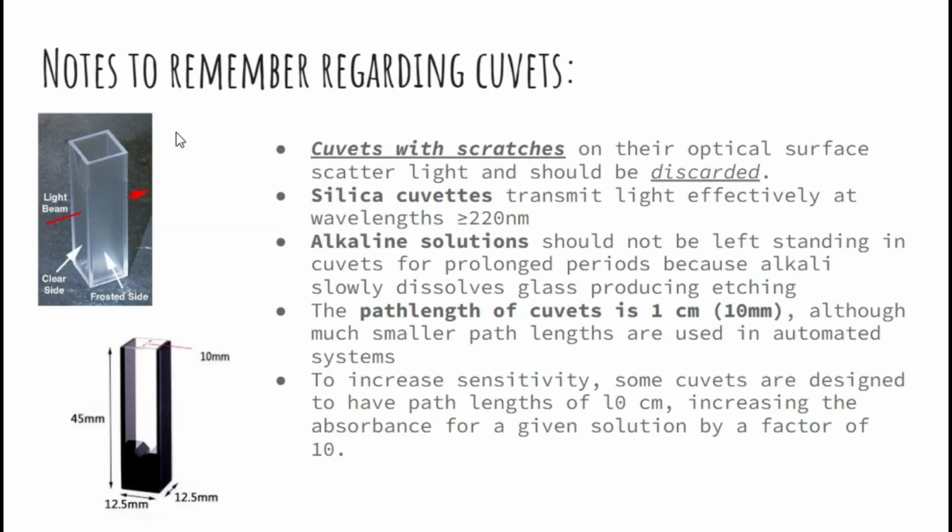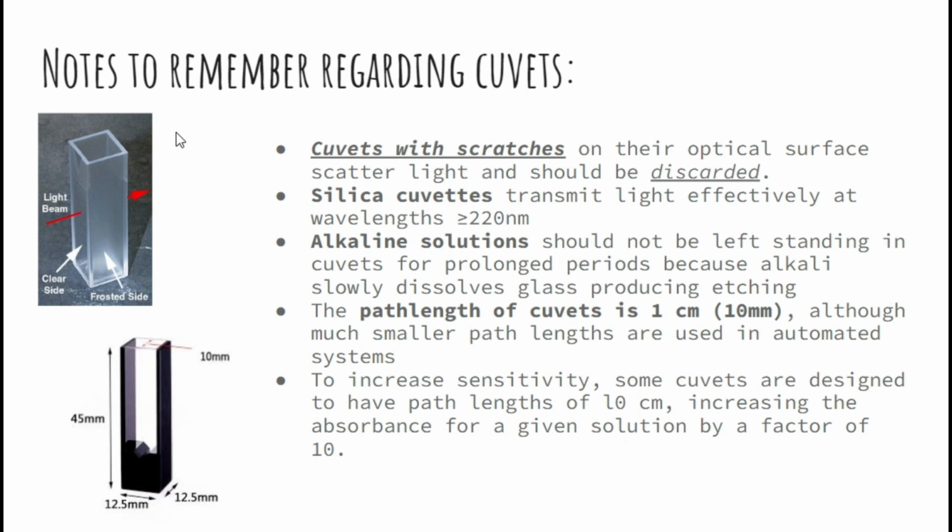So notes to remember regarding cuvettes. Number 1, cuvettes with scratches po on their optical surface scatter light and should be discarded. Imagine class, a test tube na maraming scratch. Pag po tinamaan natin ng ilaw yan, magkakaroon po ng interferences yung mga scratches. That's why cuvettes with scratches po should not be used and should be discarded already. Very sensitive guys ang ating mga cuvettes.